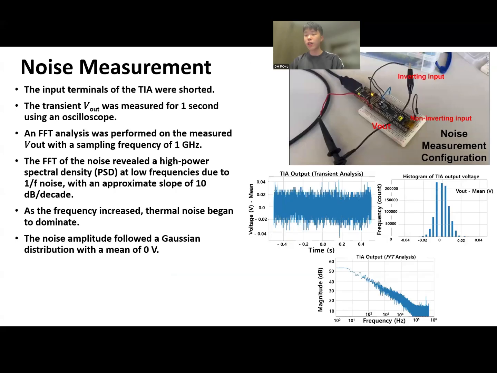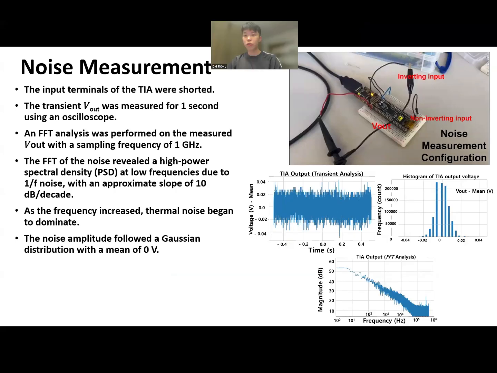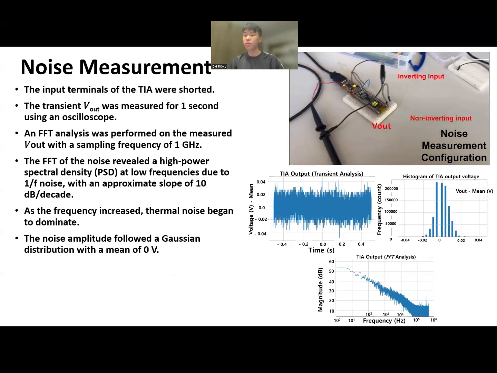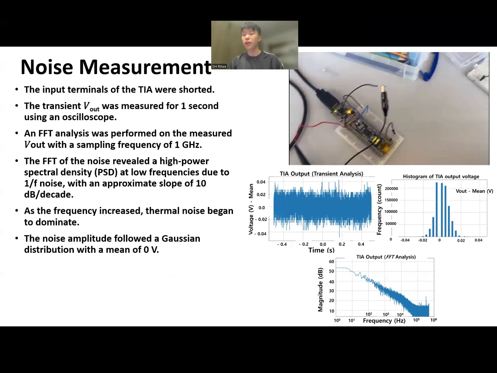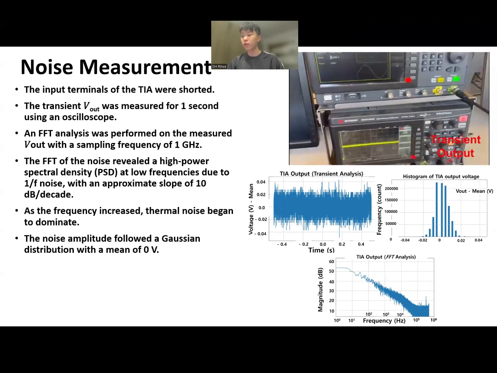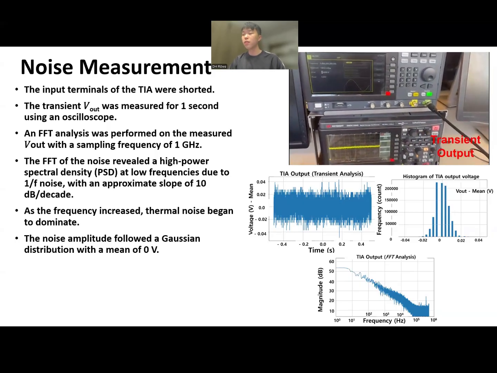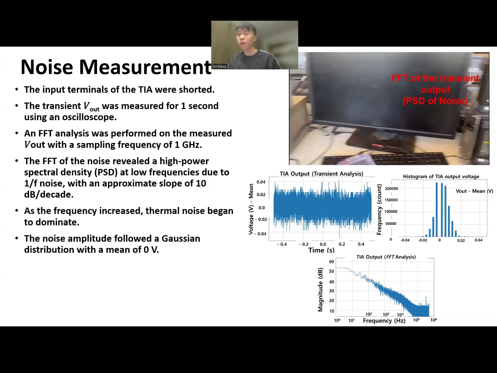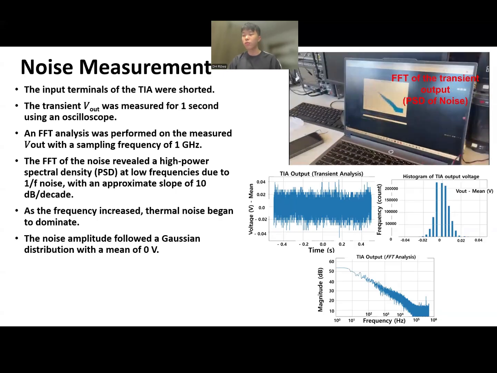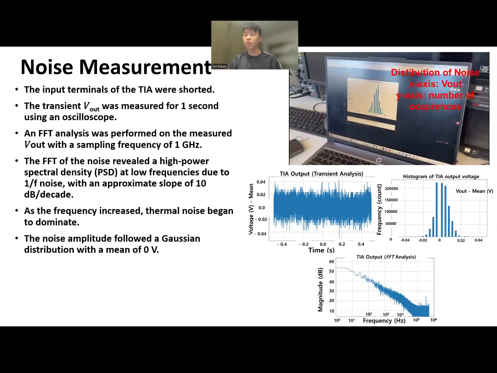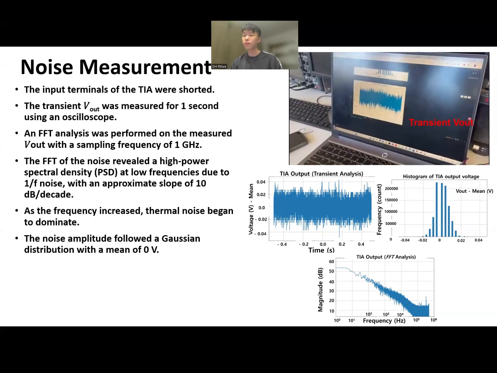To evaluate the TIA's noise characteristics, we shorted both the inverting and non-inverting inputs of the op-amp to ground and measured the output voltage for 1 second using an oscilloscope. We then performed an FFT analysis with a 1 GHz sampling rate. A higher power spectral density at low frequencies with a 10 dB/decade slope indicated flicker noise, followed by a flat thermal noise floor at higher frequencies. The noise amplitude followed a Gaussian distribution, as you can see in the figure below.